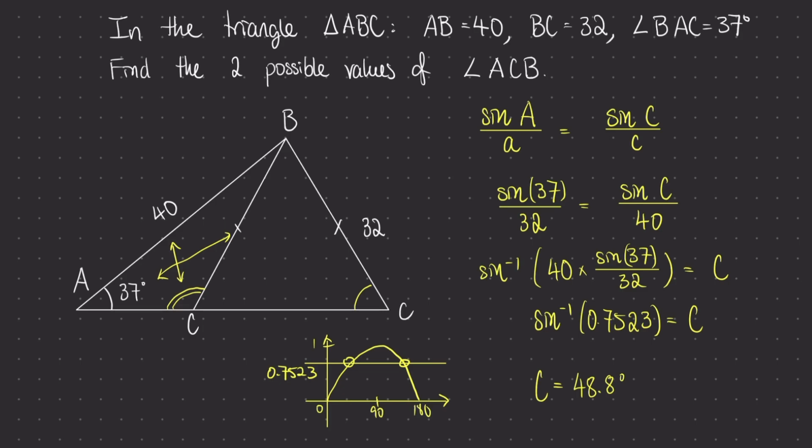We find the acute angle is 48.8 degrees. I can now use 180 degrees minus the acute angle, as I described before, to find the obtuse angle. We find that the obtuse angle is 131.2 degrees. So we found both values, one acute, one obtuse, the two possible values for the angle ACB.